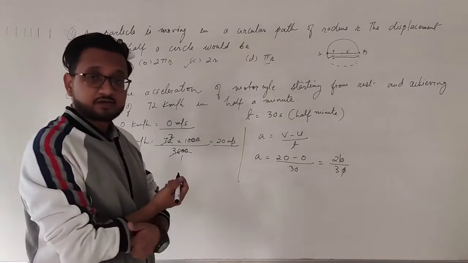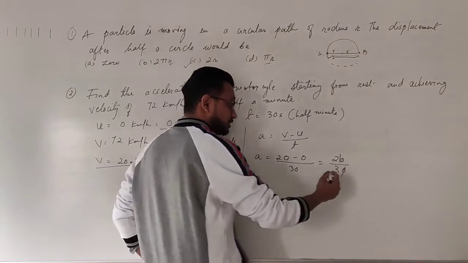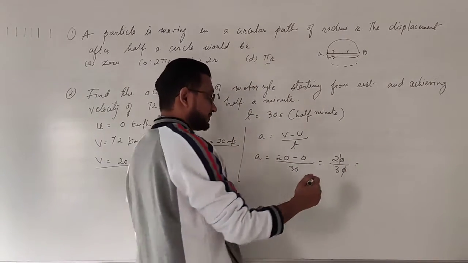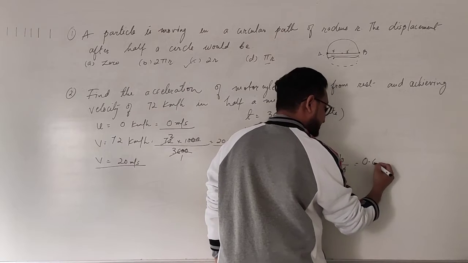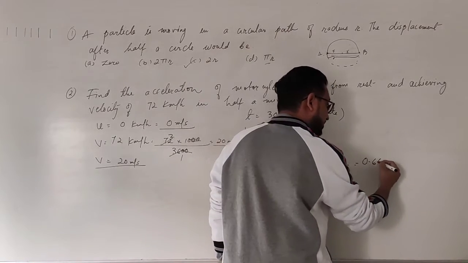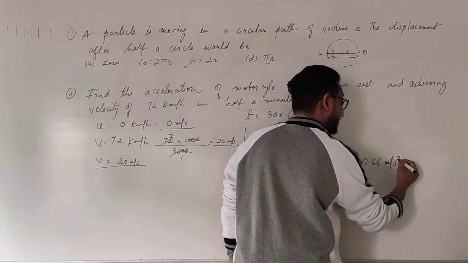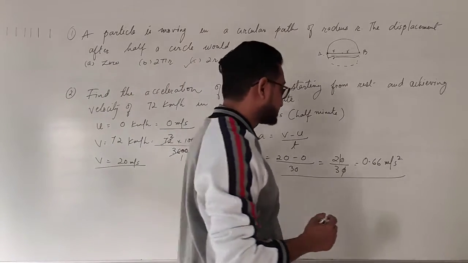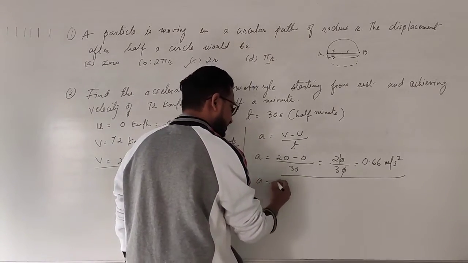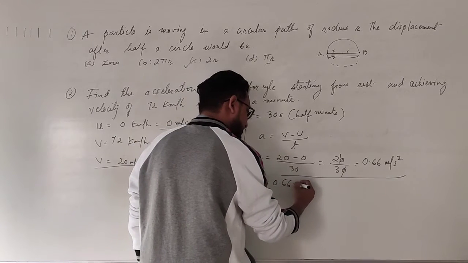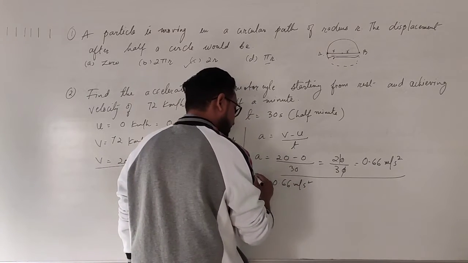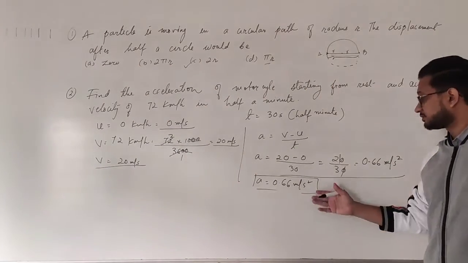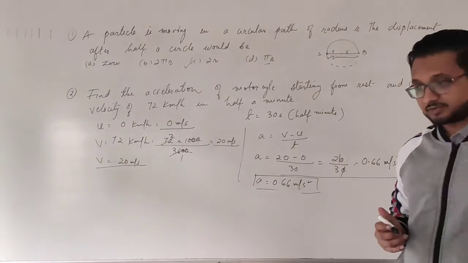Zeros get cancelled. What is remaining is 2 upon 3. Or I can write in decimal points: 3 into 6 is 18, so 0.6. Again 2 remaining, so 0.66 meters per second square. This is the acceleration. Final answer is acceleration a is 0.66 meters per second square. Because this is a recurring value, it will continue to go on and on, but we can only take 2 decimal places, it is okay.